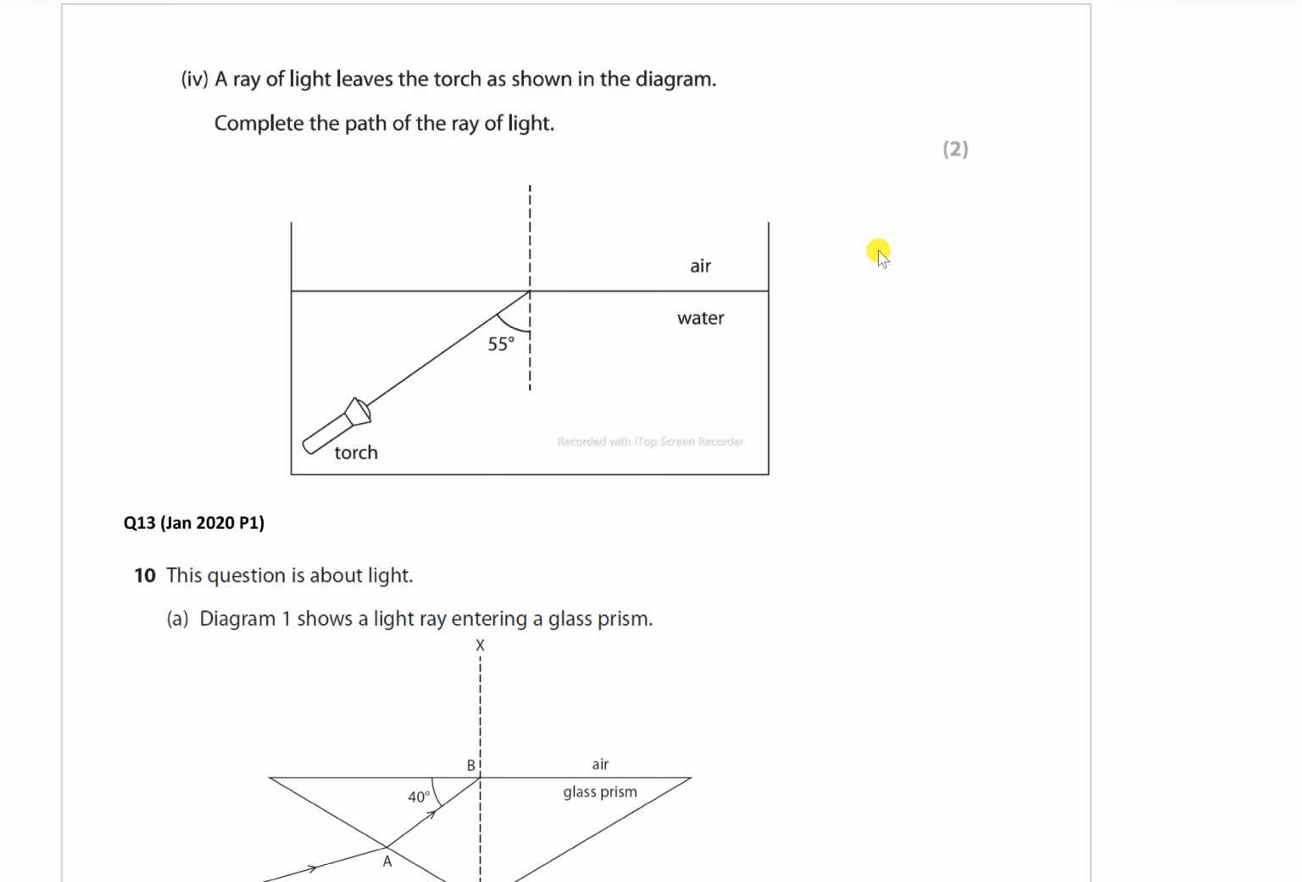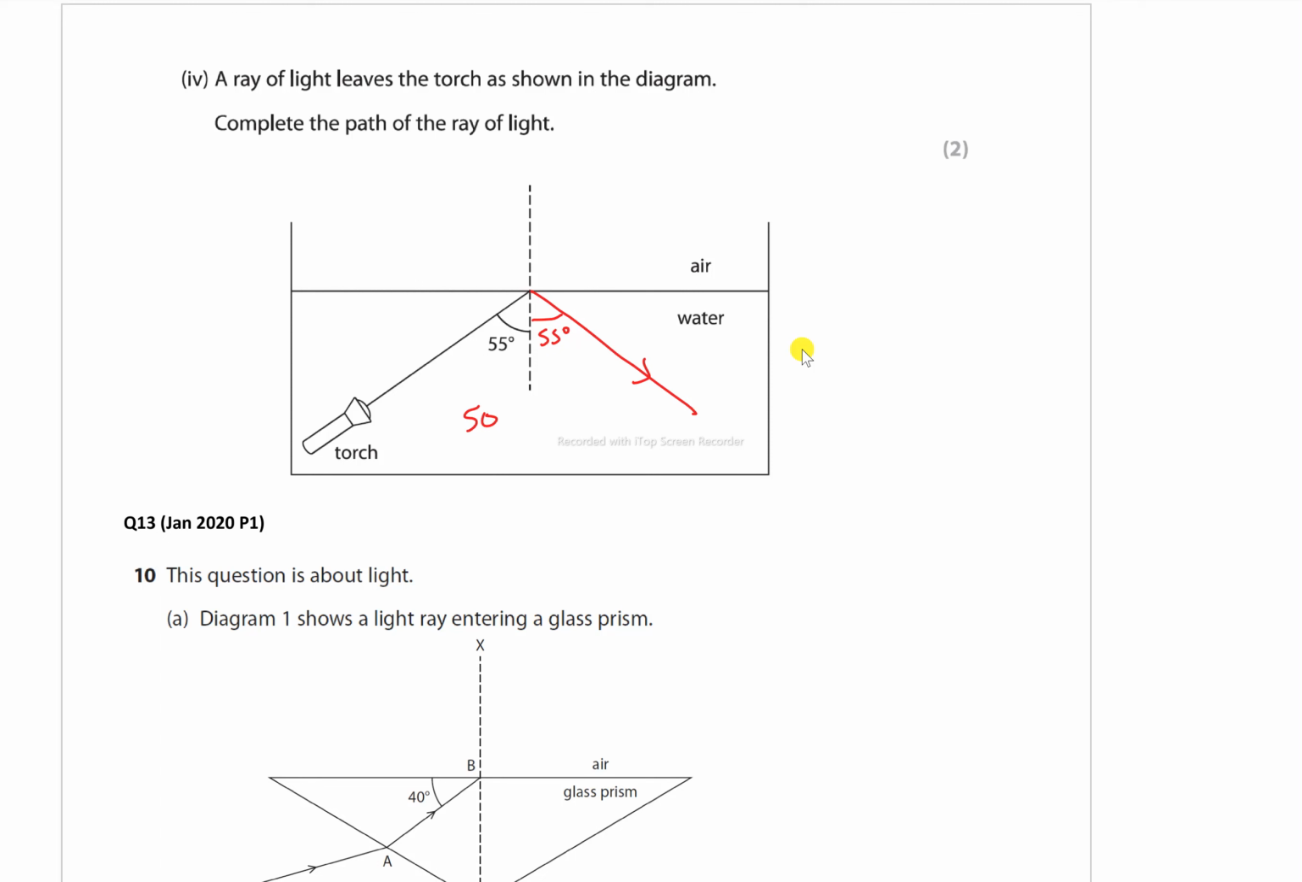We've said 50. Okay, we know at 50 degrees, or above 50 degrees, you're going to get total internal reflection. At 50 degrees it's going to run along the boundary. Right, so let's get rid of that. It comes in at 55 degrees, it bounces back, it totally internally reflects at 55 degrees. So those are your 2 marks.